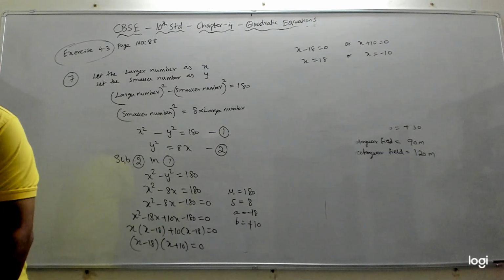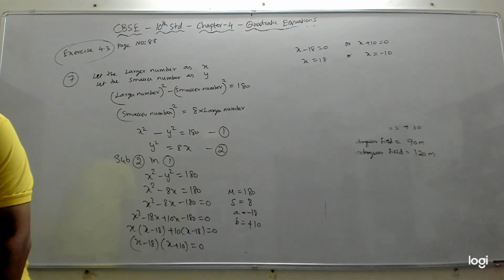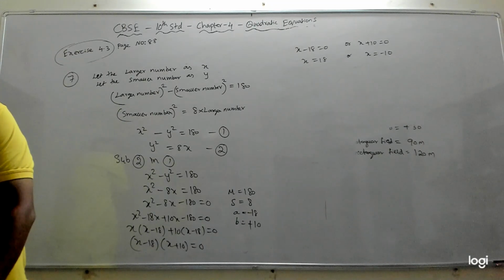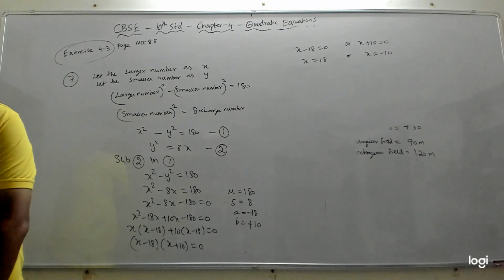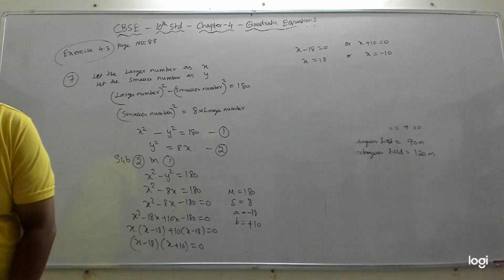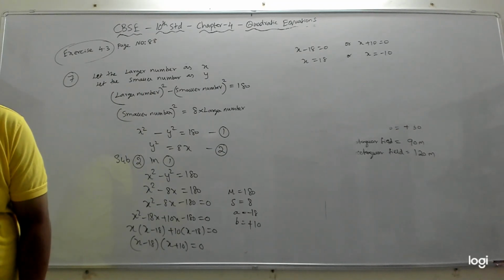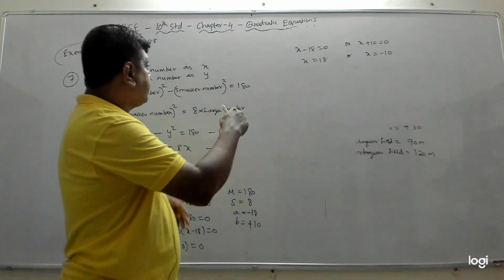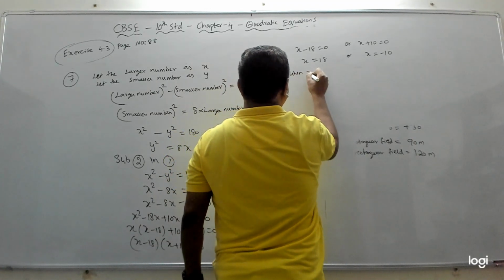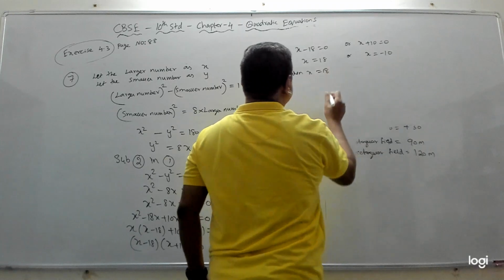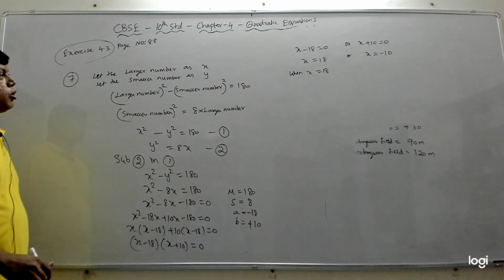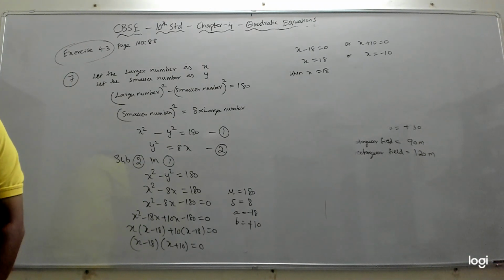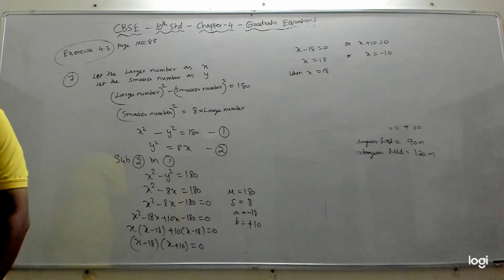Did I do it right? Okay, seventh one. Fine. So the two numbers would be... okay. So now we will have to take both the cases. Now when x is 18, what do we get?